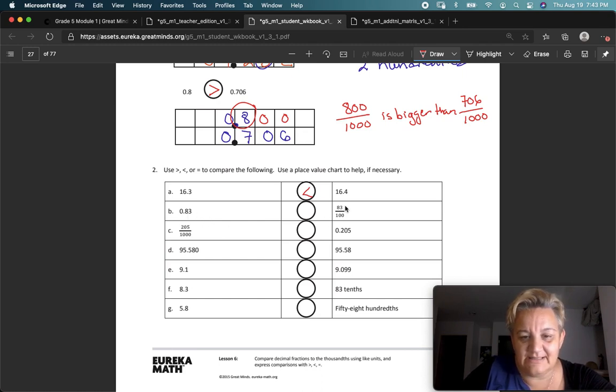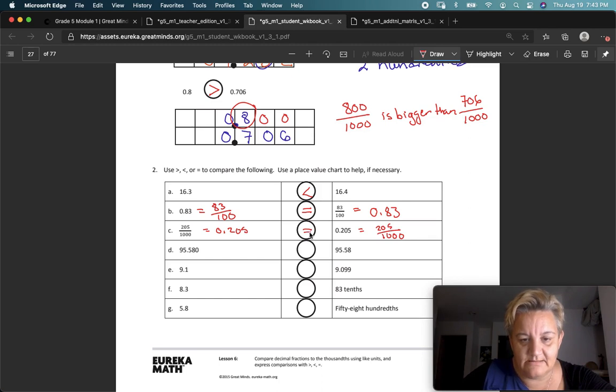83 hundredths and 83 hundredths. Well, just because they wrote it differently doesn't mean that it's not the same. Do you see that? All right, so these two are actually equal. They're trying to trick you, so be careful. Okay, here I've got 205 thousandths, which equals 205 thousandths. And over here, I have 5 thousandths. So, again, they're the same.